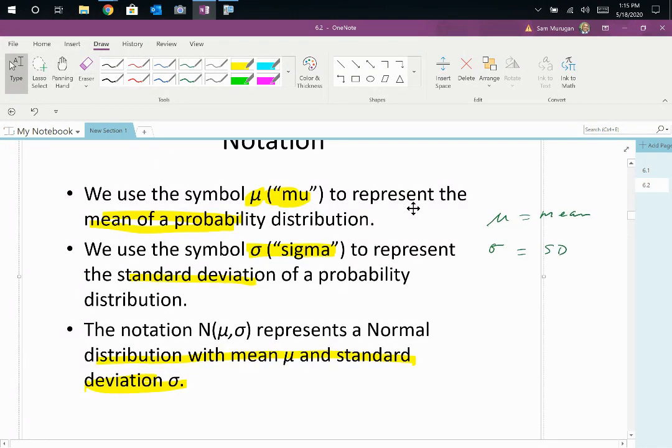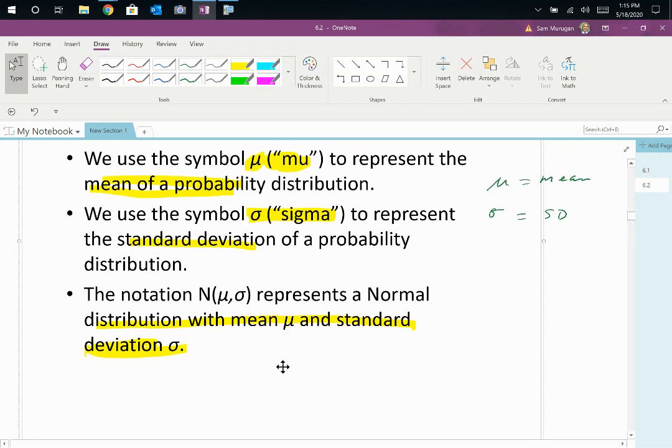To talk about some notation here, the Greek symbol mu represents the mean of a probability distribution, and sigma represents the standard deviation. The notation N with mu comma sigma in parentheses represents a normal distribution with a mean mu and a standard deviation sigma.